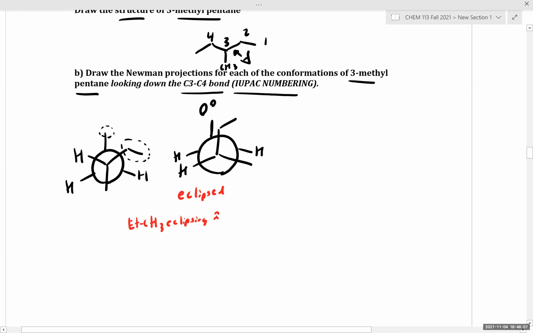Ethyl-methyl eclipsing, I don't know it off the top of my head. So what would a methyl-methyl eclipsing interaction be? A methyl-methyl eclipsing is roughly 11. So then ethyl is a little bulkier, so I'd expect it to be around 12 to 13 kilojoules, because the A value for an ethyl group is 4, and for a methyl group is 3.8.